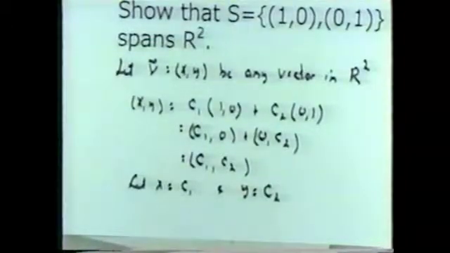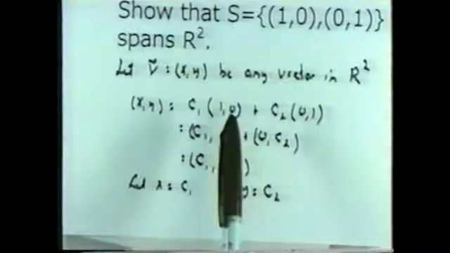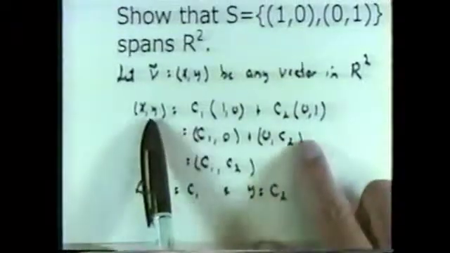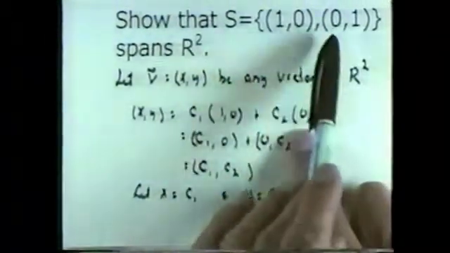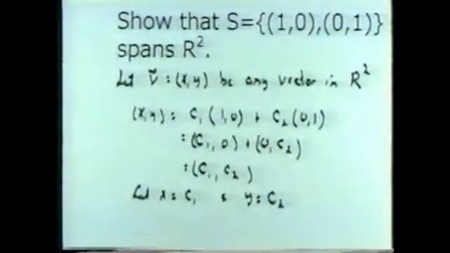It's always possible to find the constants so that the vector you come up with is a linear combination of (1, 0) and (0, 1).